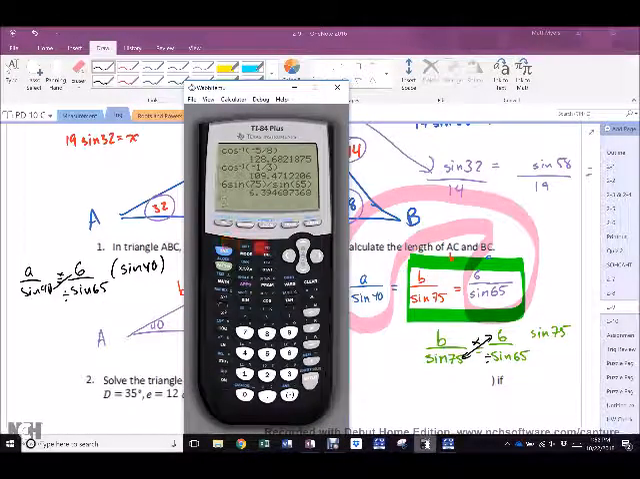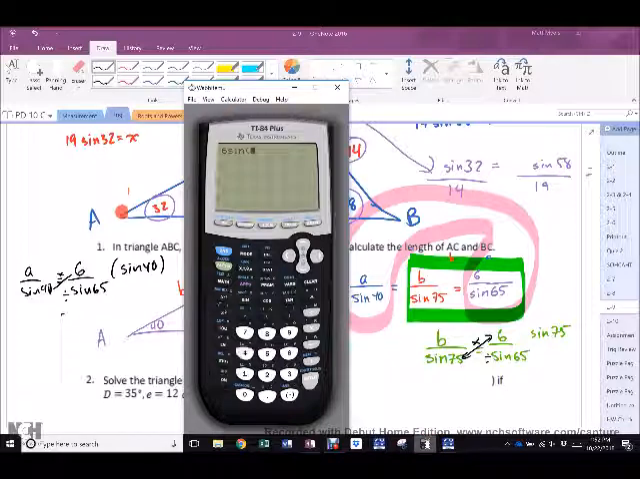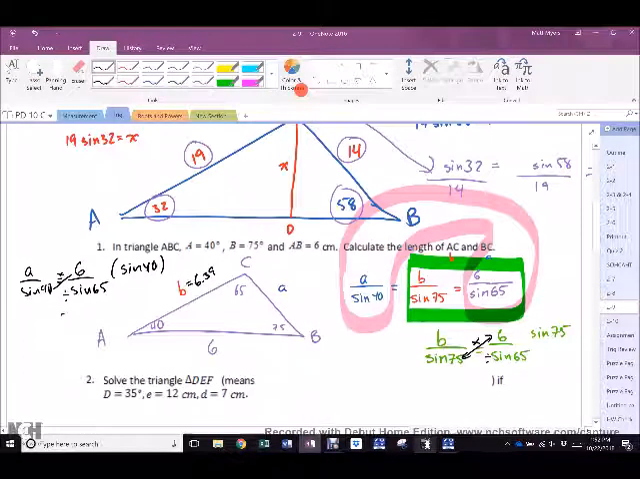What's this one going to be on the left? 6 sine 75. I'm over here. 6 sine 40. Because I want to use the 6 because it's exact. Yes? It's not the 6.39 that's rounded. Divided by what? 65. Not sine of 5. 65. And what do I get? 4.3, yes?